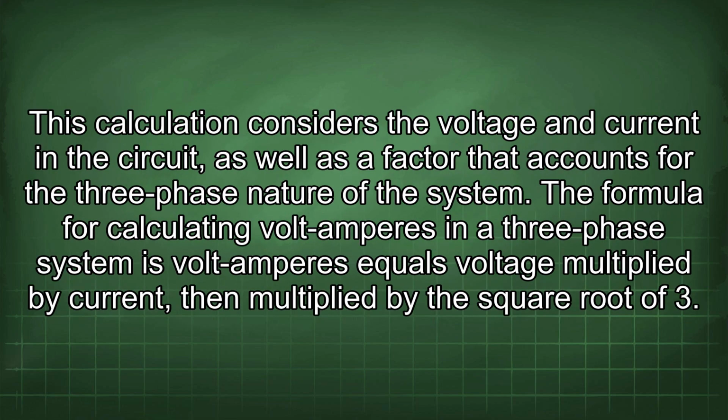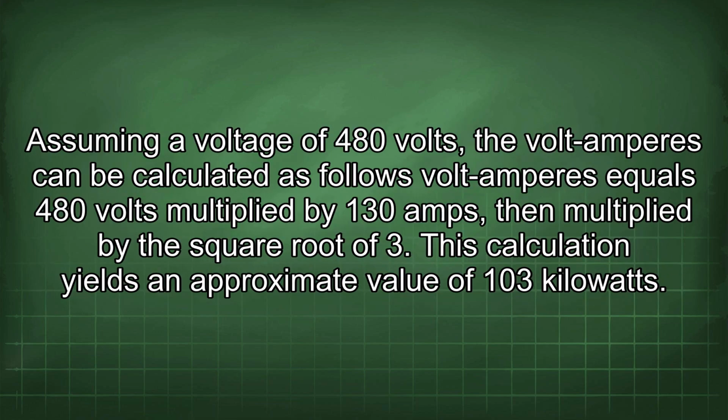This calculation considers the voltage and current in the circuit, as well as a factor that accounts for the three-phase nature of the system. The formula for calculating volt-amperes in a three-phase system is volt-amperes equals voltage multiplied by current, then multiplied by the square root of 3. Assuming a voltage of 480 volts, the volt-amperes can be calculated as follows: volt-amperes equals 480 volts multiplied by 130 amps, then multiplied by the square root of 3. This calculation yields an approximate value of 103 kilowatts.